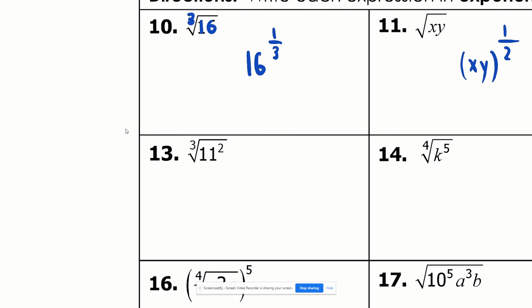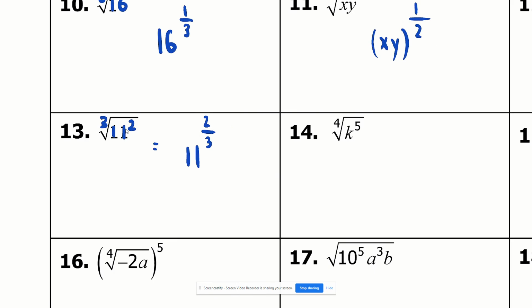Look at this one. We've got the cube root of 11 squared. Now, you're welcome to take 11 squared and write it as 121, but there's no need. What we're trying to do is write this as a rational exponent. So the base in here is 11. That's the radicand. That's the base of my exponent. And it's raised to a fractional exponent. The root is the denominator. And that additional exponent inside is the numerator. So this is written as 11 raised to the 2/3.